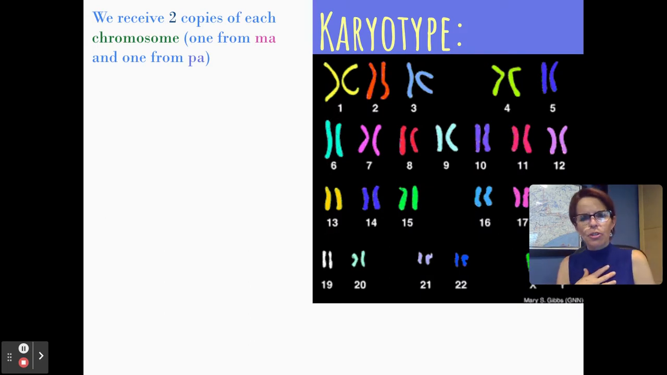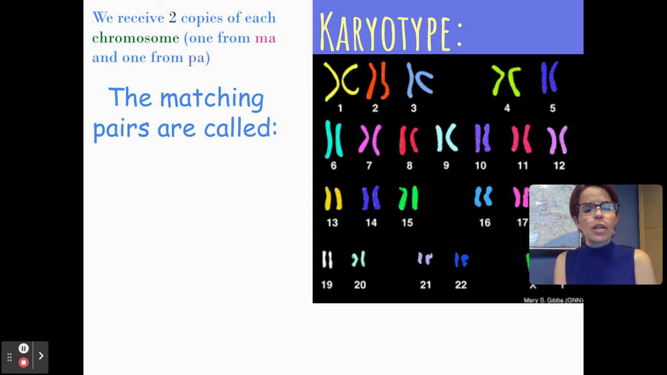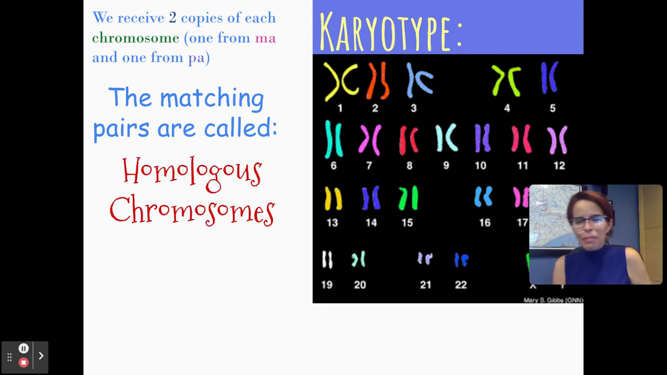Now, the other thing I want to show you is a picture of something called a karyotype. This is just a cartoon, but it's a photograph of somebody's DNA and all of their chromosomes lined up side by side. We receive one copy of each chromosome from each parent, so two copies total. The matching pairs are called homologous chromosomes.